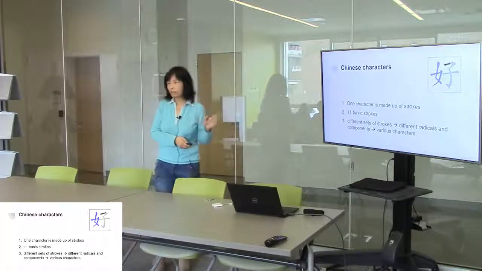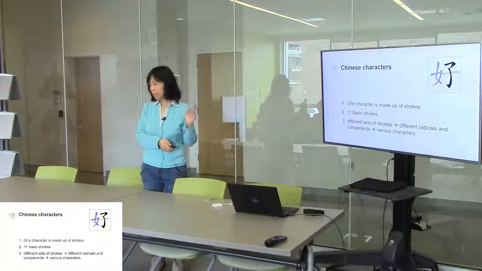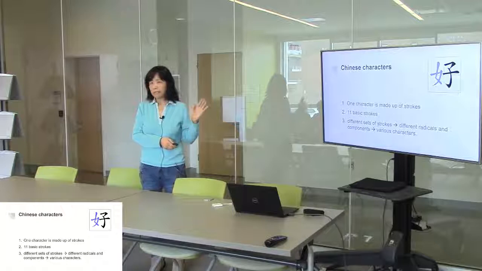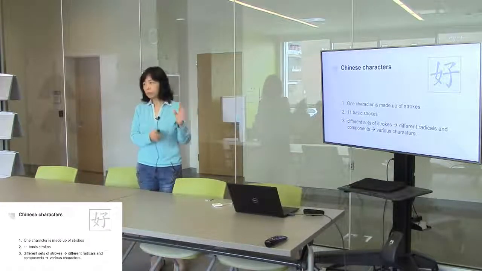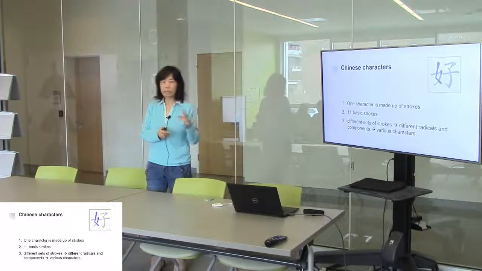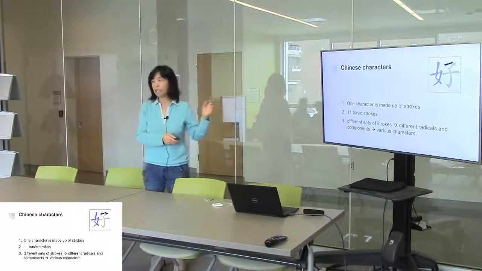In the Chinese written system, there are 11 basic strokes, and different sets of strokes form different radicals and components, and they can be put together to form various characters.